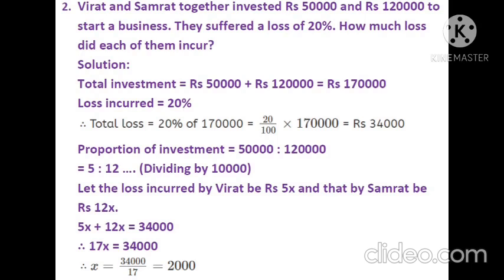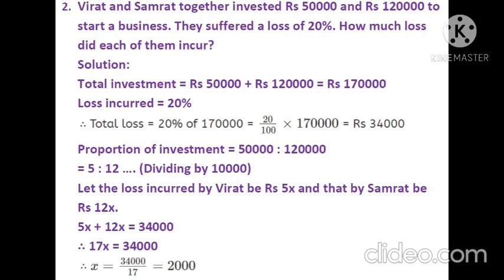For getting the loss incurred by each one, first we find the proportion of investment. Proportion of investment is equal to 50,000 is to 1,20,000. Dividing both by 10,000, we get 5 is to 12. Therefore, proportion of investment is equal to 5 is to 12. The loss is shared in the same proportion as the investment. Let the loss incurred by Virat be rupees 5x and that by Samrat be rupees 12x.